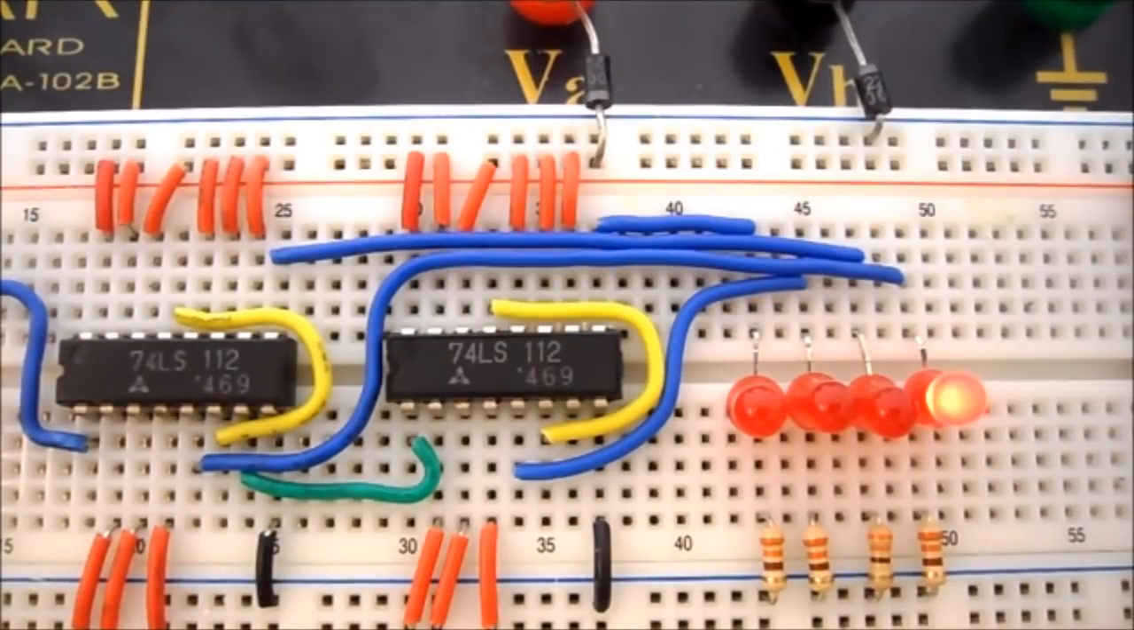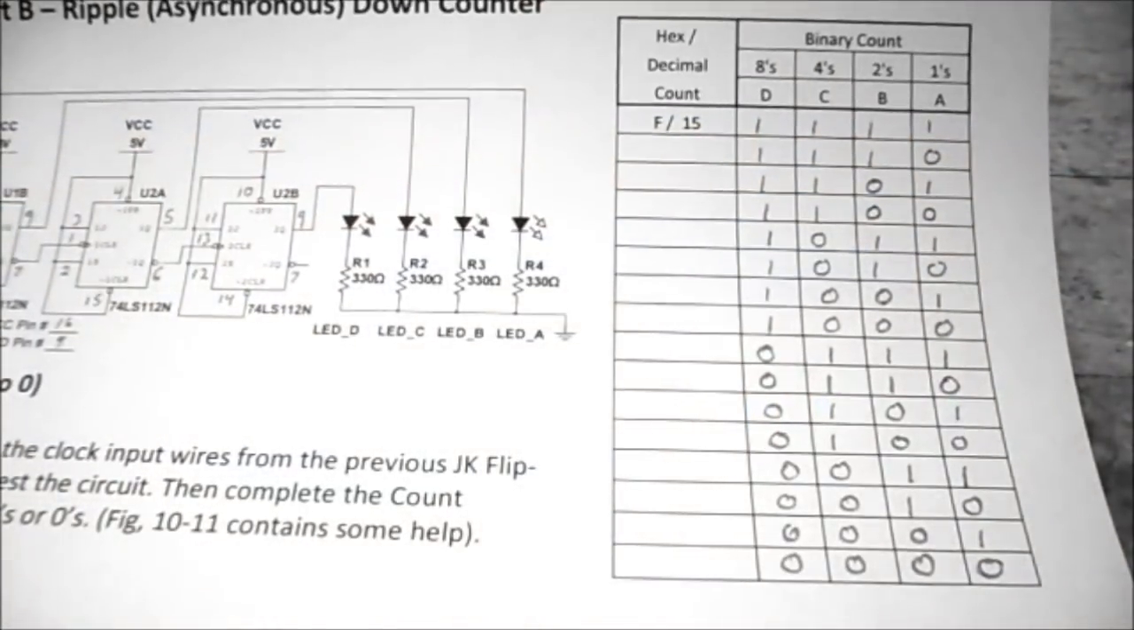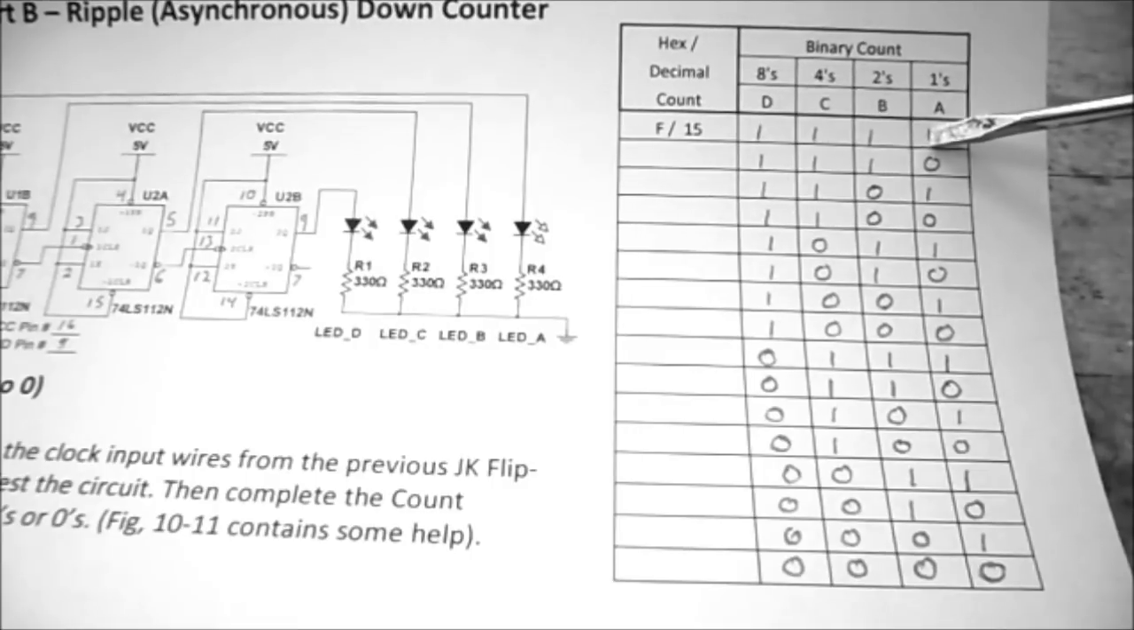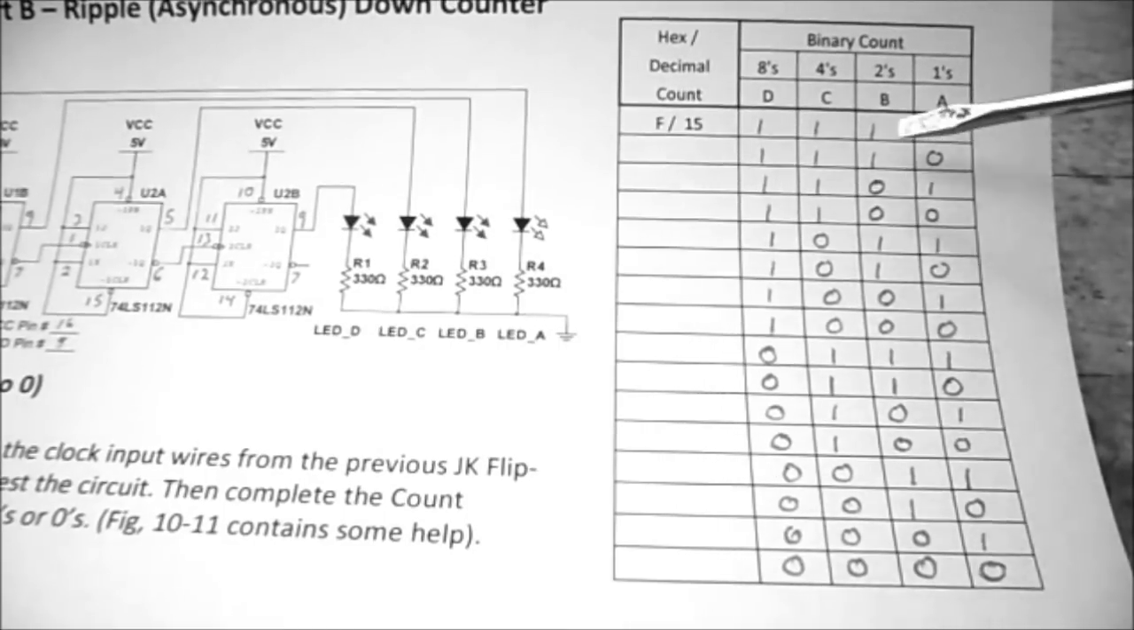So when I start my counter, I don't know where it's going to start. That's 0, that's F, that's E, that's D, that's C, that's B, that's A, that's 9, 8, 7, 6, 5, 4, 3, 2, 1, 0, back to F. So on our truth table, we're going to fill in 1, 1, 1, 1 as our starting position and work all our way down to 0, 0, 0, 0 before it repeats.